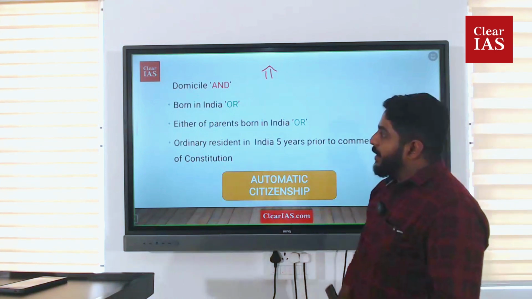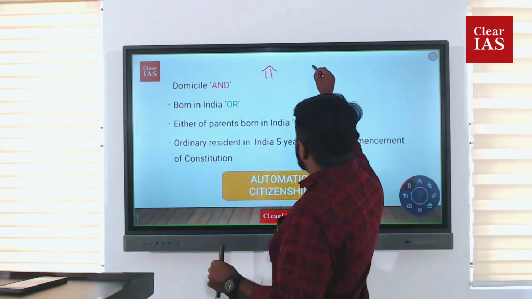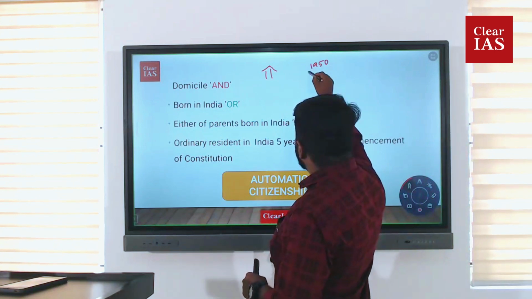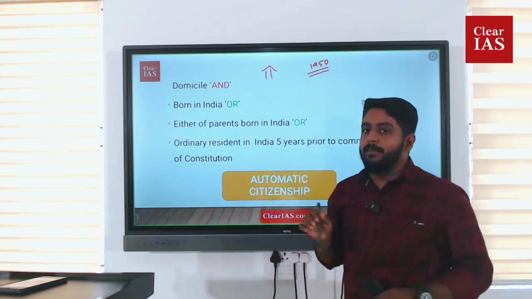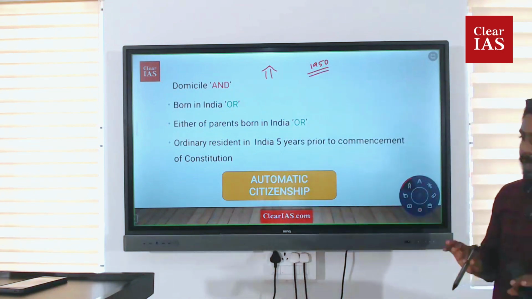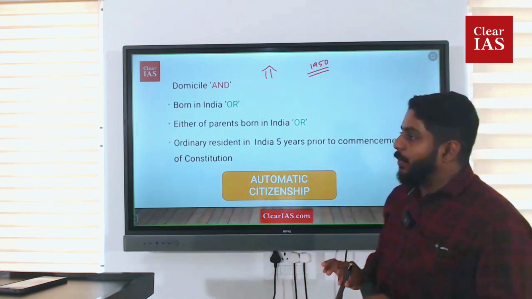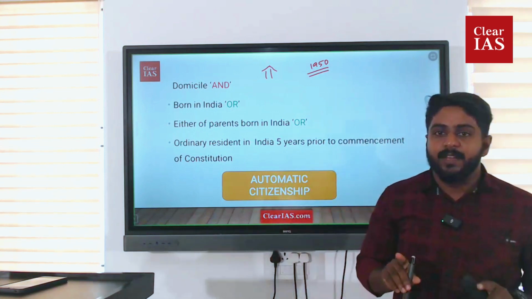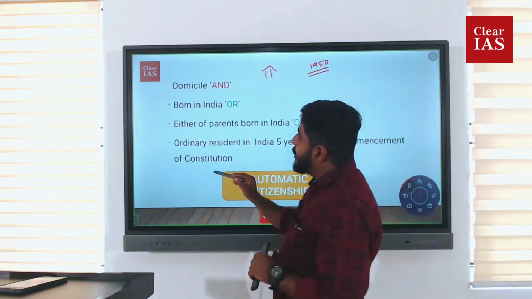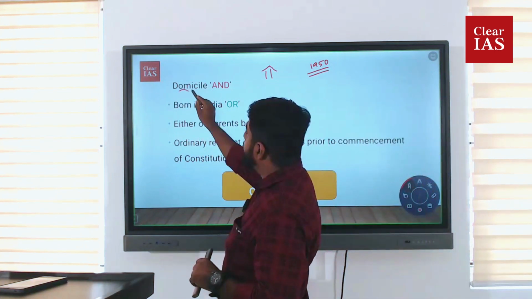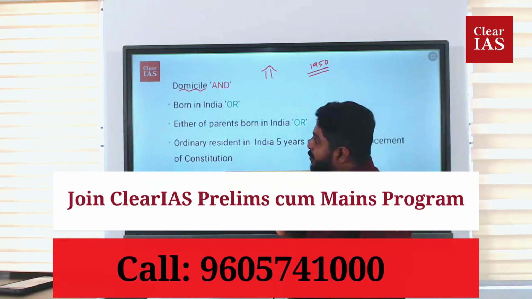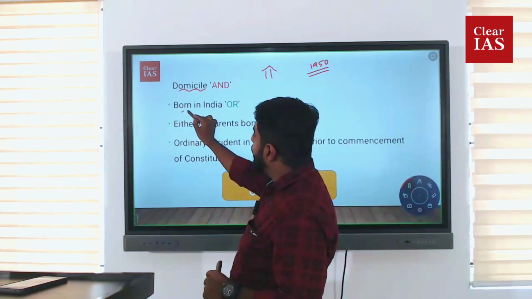Now, what is the condition? So we are speaking about who will be identified as citizens of India in 1950 on the commencement of the Constitution. You should always keep this in mind. In 1950, Jan 26, who will be the citizens of India? That is going to be answered here. So first condition is that he should have a domicile in India. Fine, domicile in India. Plus he is born in India.